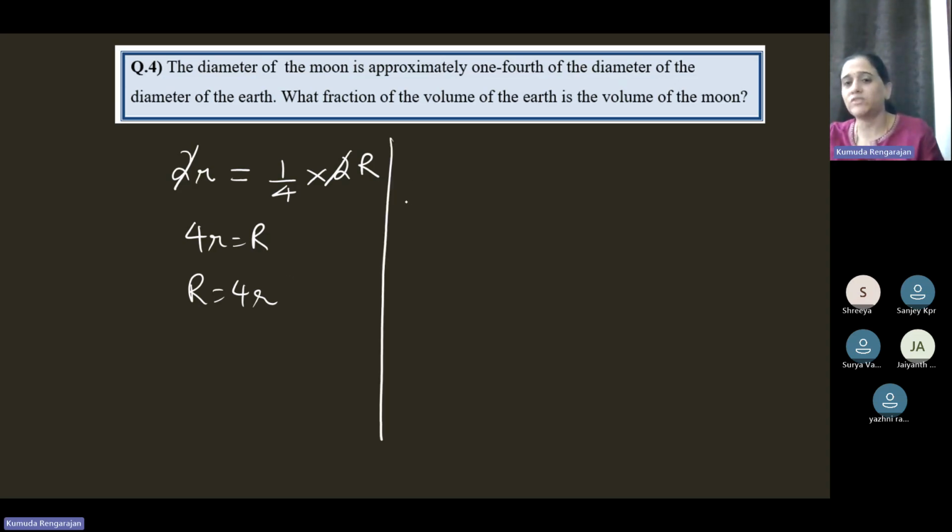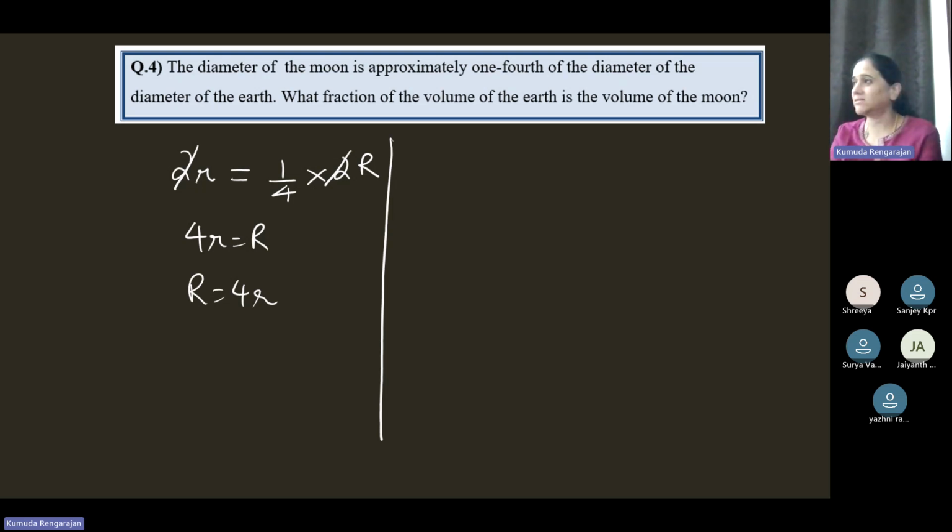What should you find? What fraction of the volume of the earth is the volume of the moon? Which is the smaller one here? Moon, right? And the bigger one is the earth. Like if you have to find what fraction of the class are boys, it is the number of boys by the total strength of the class. In a boys' school, they'll not ask this question. In a co-education school, this question holds good, right? So it will be the number of boys by the total number of students in the class.